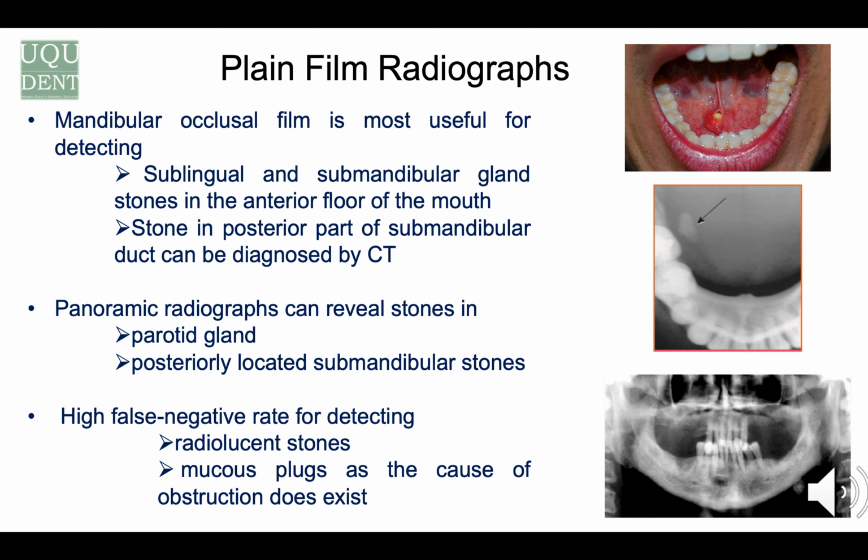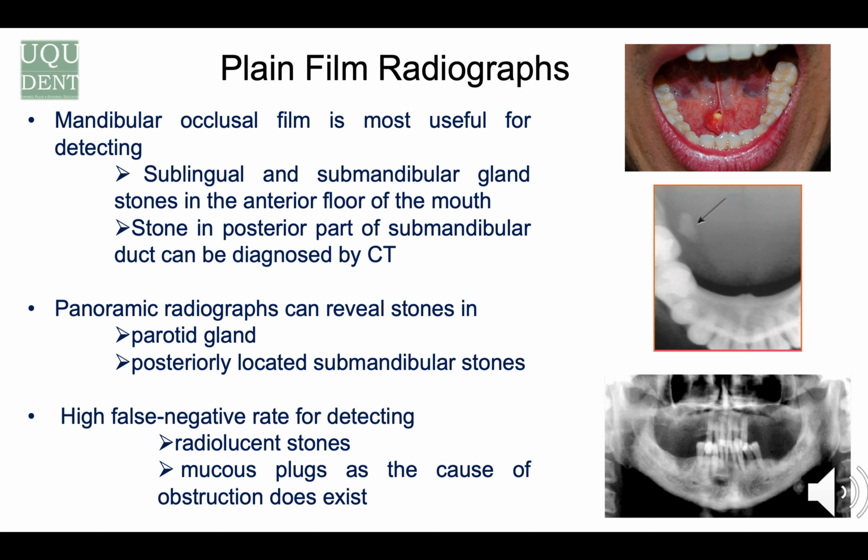Plain film radiographs. You can use a mandibular occlusal film, and it is most useful for detecting sublingual and submandibular gland stones in the anterior floor of the mouth. When the stone is in the posterior part of the submandibular duct, it is recommended to do a CT scan. Also, you can do panoramic radiographs to see stones in the parotid gland, or sometimes stones located posteriorly in the submandibular area.